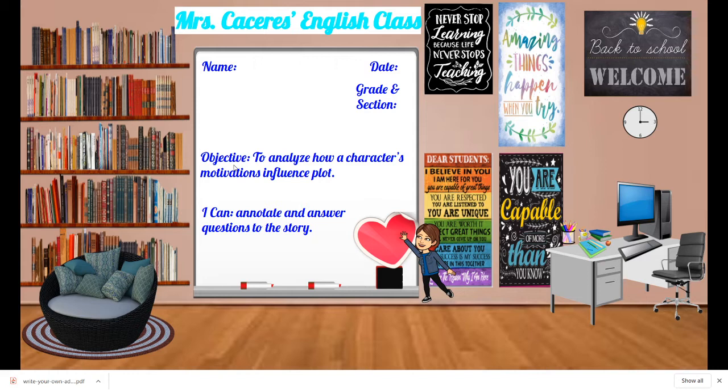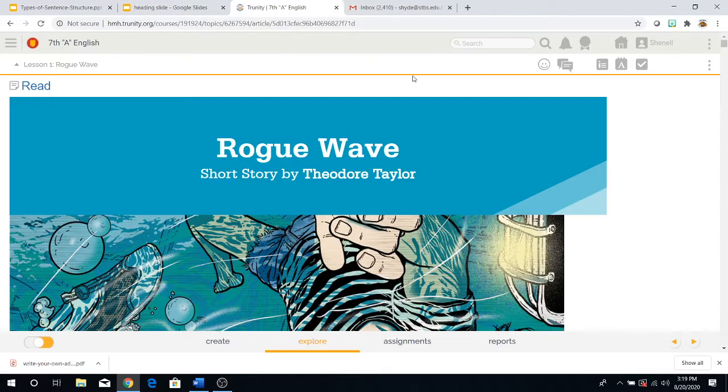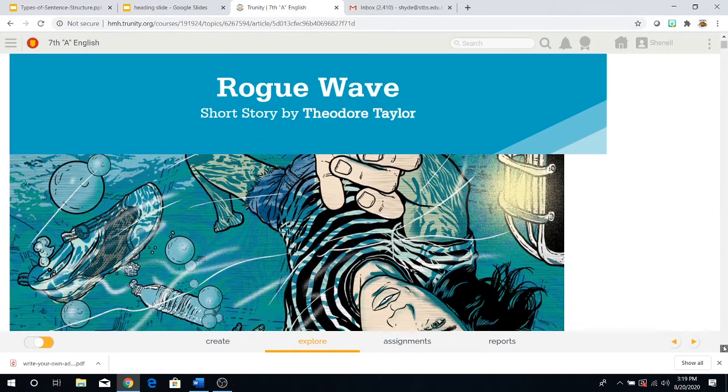Our objective today is to analyze how a character's motivations influence plot in the story. And then our I can statement is I can annotate and answer questions to the story. Remember, if you want to copy this in your notebook and you need more time, you can pause the video or you can rewind. So here we are in our story Rogue Wave, short story by Theodore Taylor.